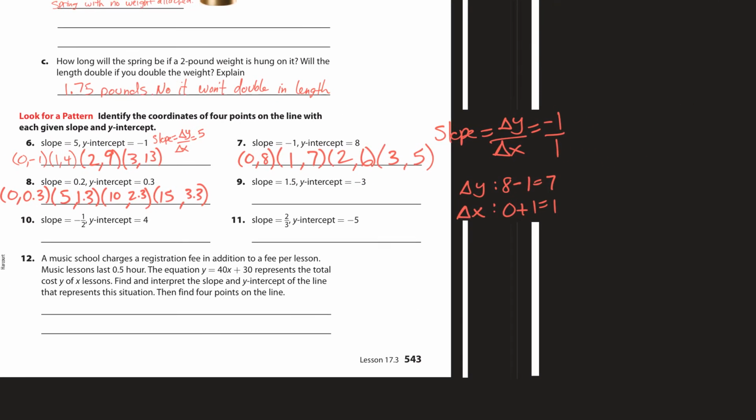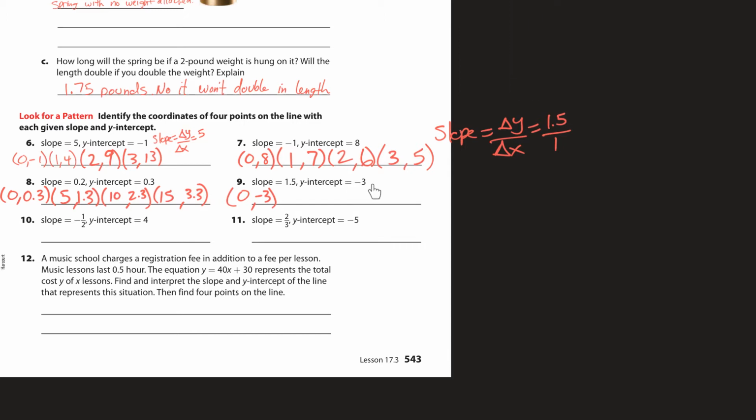Okay, number 9. Let me get that. Okay, I'm going to erase this part here so I have some room. But I'll keep the change in y over change in x. So the change in y is 1.5, so this is 1.5 over... I'll keep it as 1.5 and 1. I don't think that's going to be a problem. So our first point is 0, -3, because I saw that one right there.